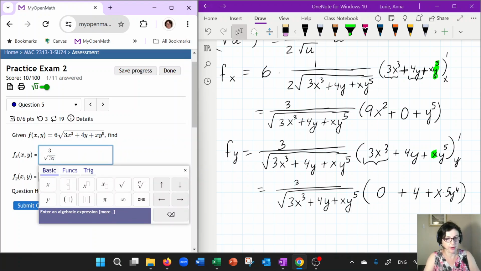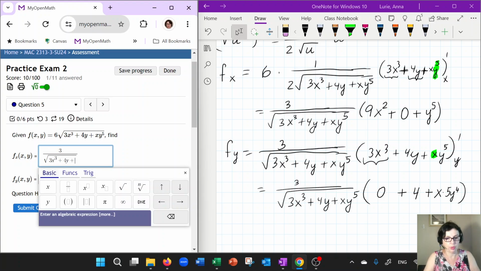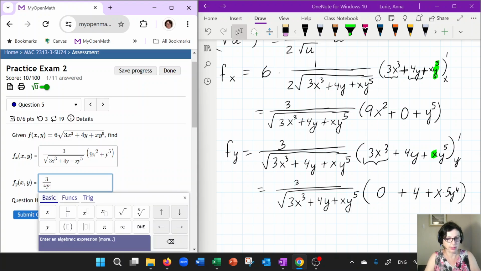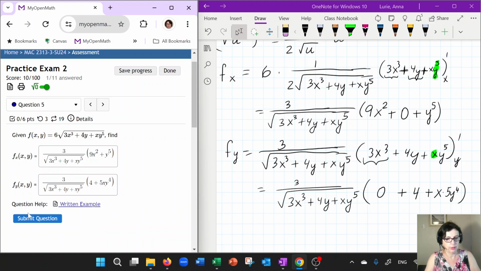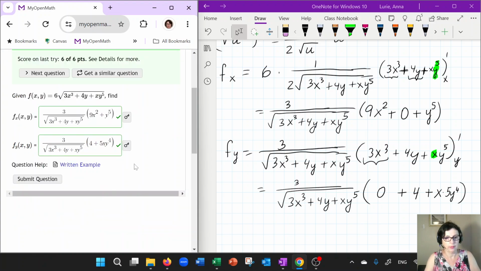But let me verify this just to make sure, in case you don't believe me, that this is right. We got 3x cubed plus 4y. Oops, sorry. I'm looking at the wrong line. 9x squared plus y to the 5. Okay, so that's this one. The other one is the same. And then that's 4 plus 5xy to the fourth. Okay.